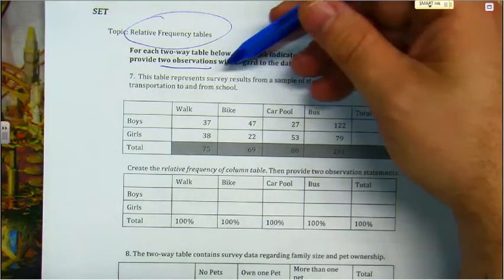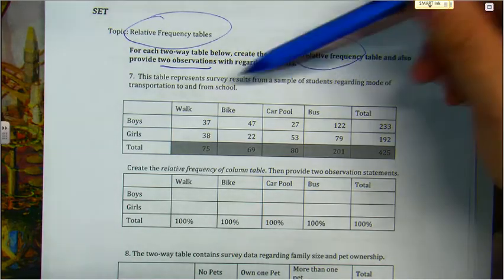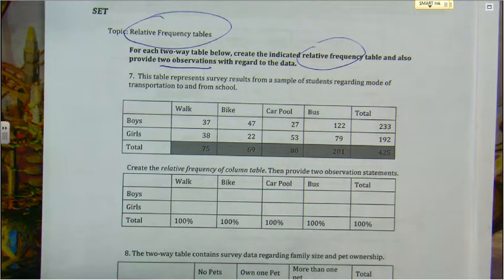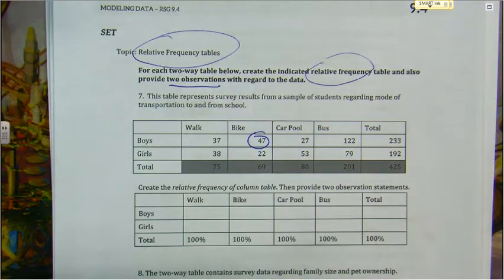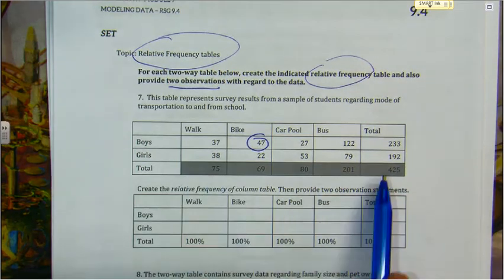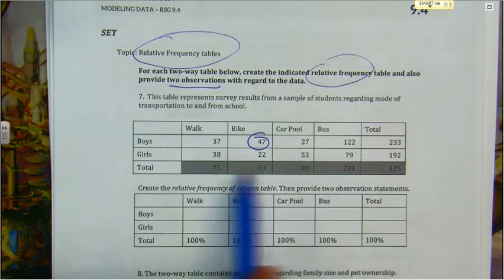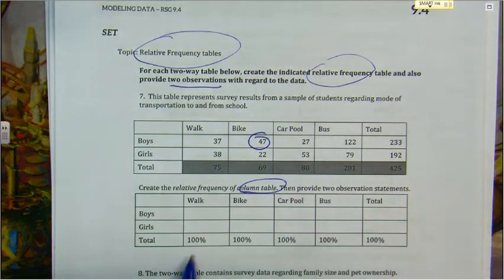So this table represents survey results from a sample of students regarding mode of transportation to and from school. So I am a boy who rides his bike. So I will use boys and bikes to represent how many of these people come in that way. So when we're looking at the highlighted row here, we realize that this is a frequency of column table. And you can see here, each of these is represented as 100%.